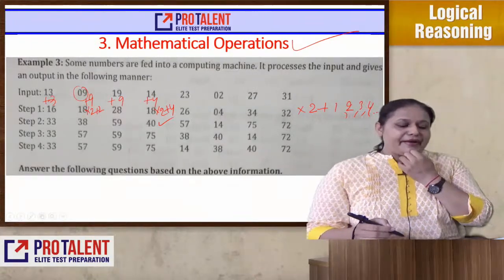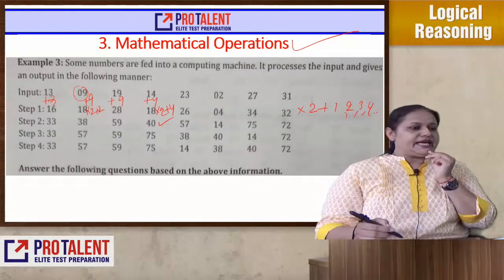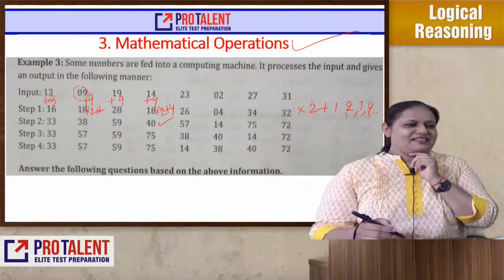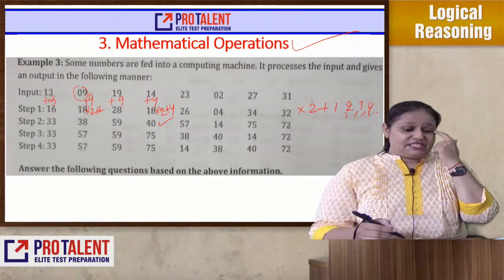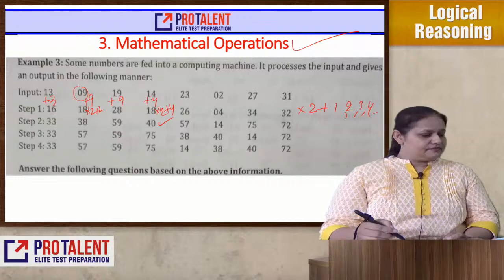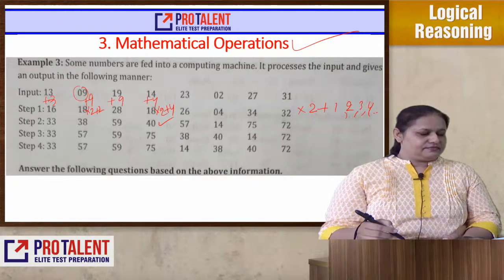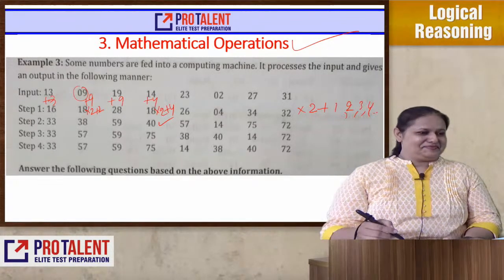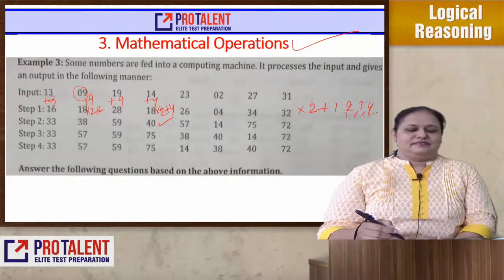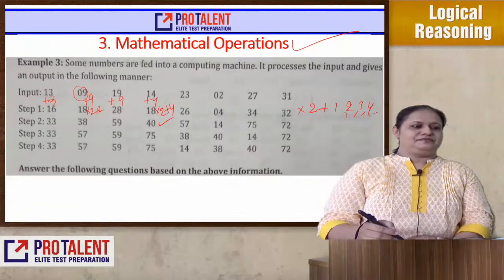Now how am I getting step number 3? Step 3. Step 3. How am I getting step 3? What happened in step 3?